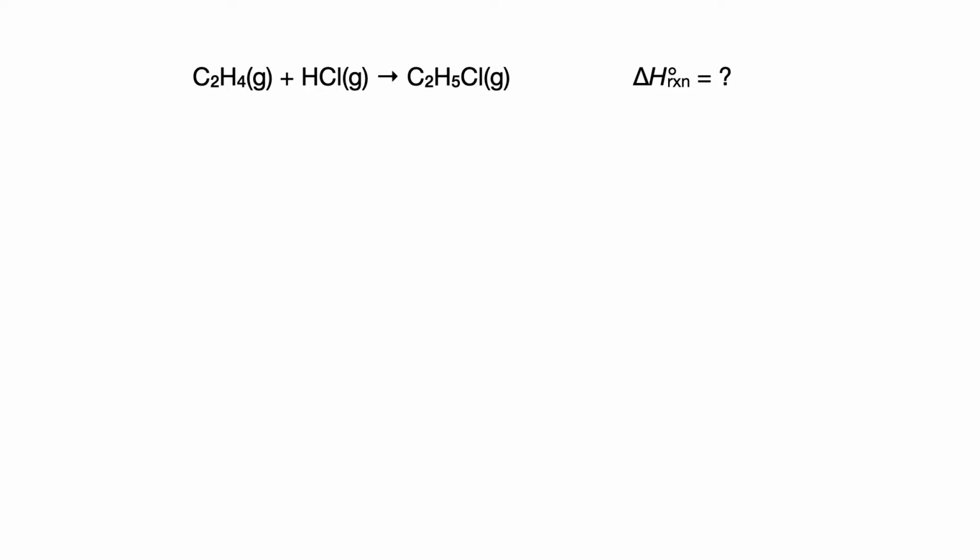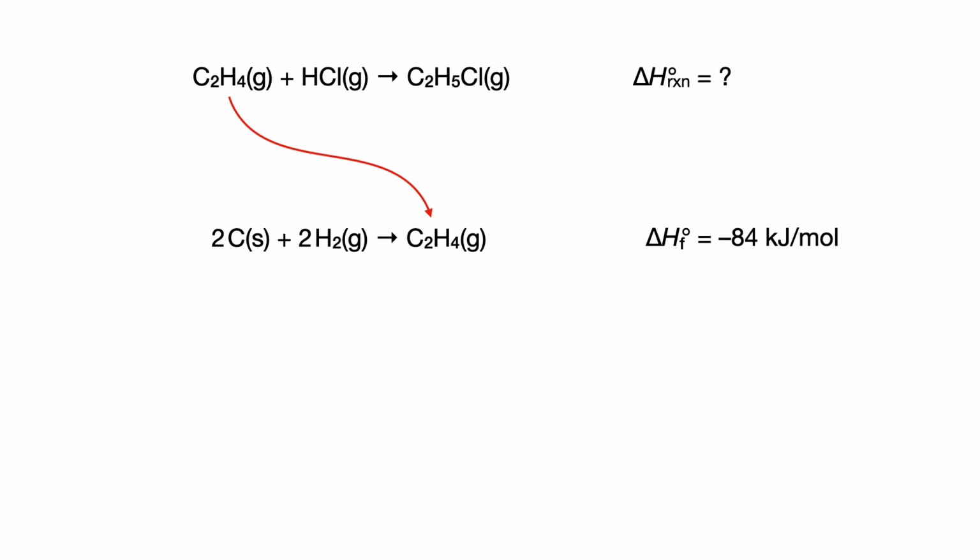One way that we could do this is to take the reaction and split it up into reactions whose enthalpy changes we know. And one set of reactions that we can use is reactions for the formation of the reactant and product substances. So, for example, ethene, C2H4, can be formed from its elements, graphite, solid carbon, and hydrogen gas. And the enthalpy change associated with that is negative 84 kilojoules per mole.